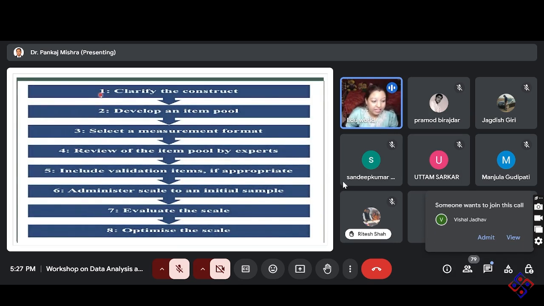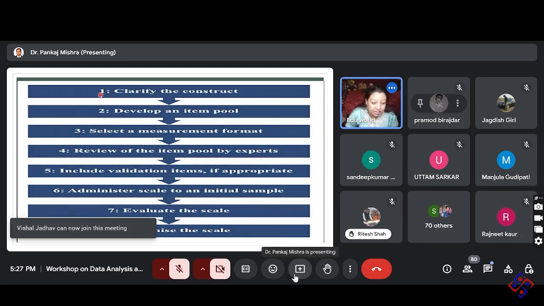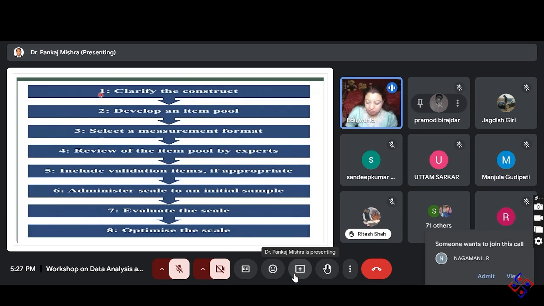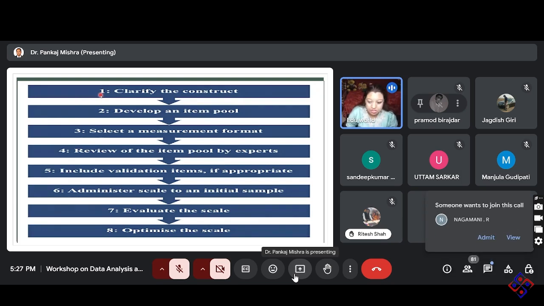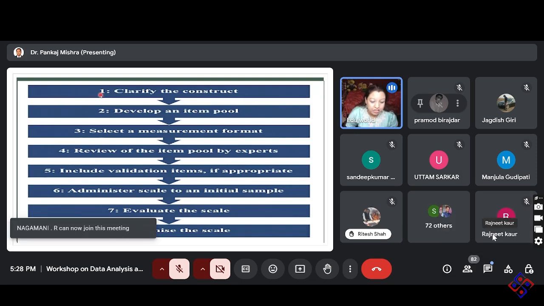So these are again the stages that we have come through till now. That is, clarify the construct, which I have already told. First we have to select the domain, then we have to select the item pool. Item pool is nothing but the drafting of the items, the questions that we have selected. Now select a measurement format, like in which measure, whether it will be a 5-point scale or a 7-point scale. So we have to select that one.